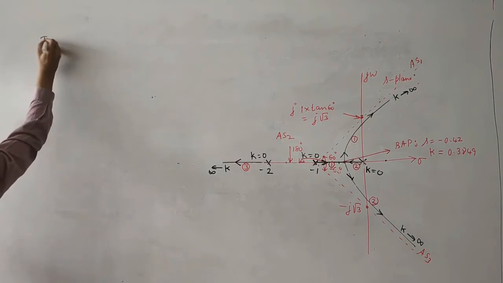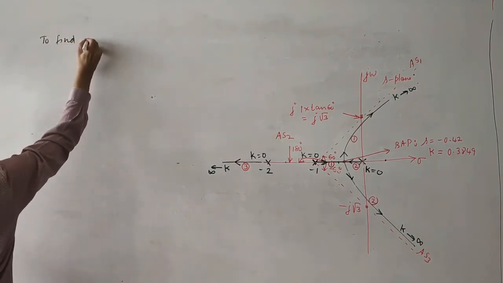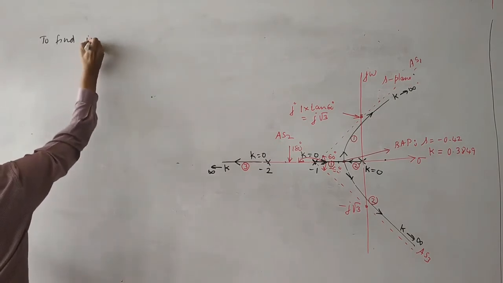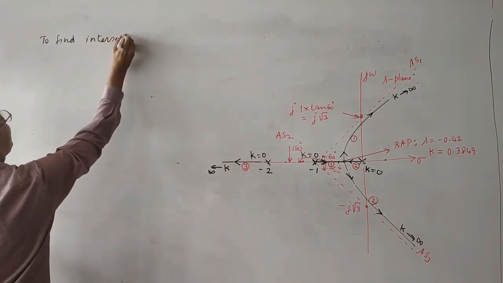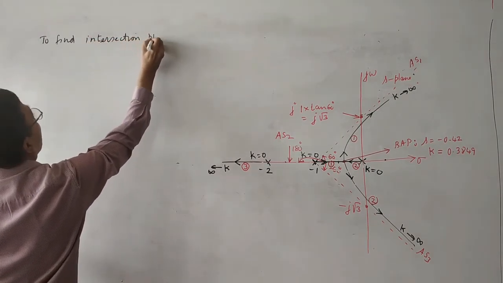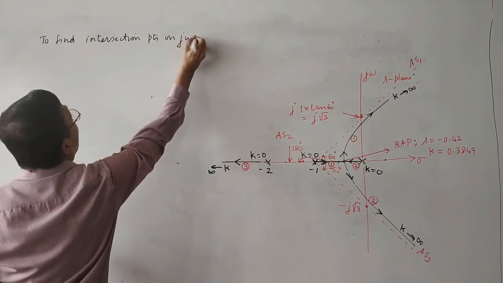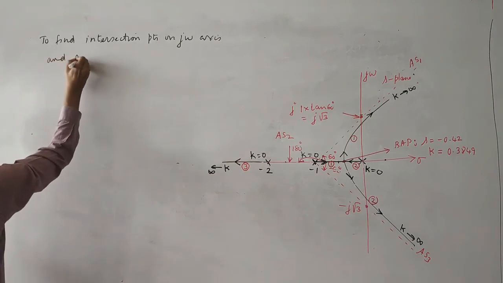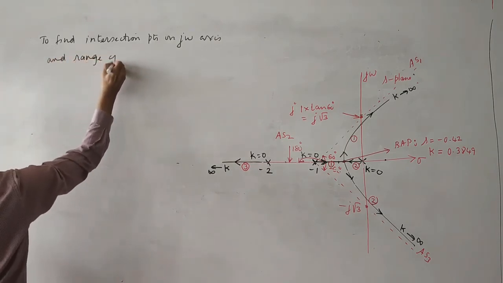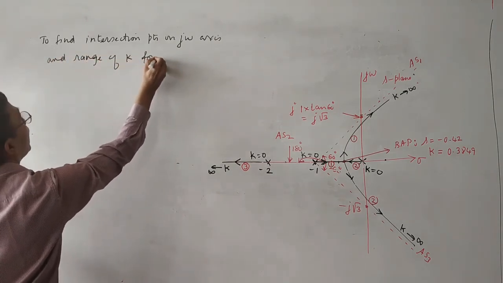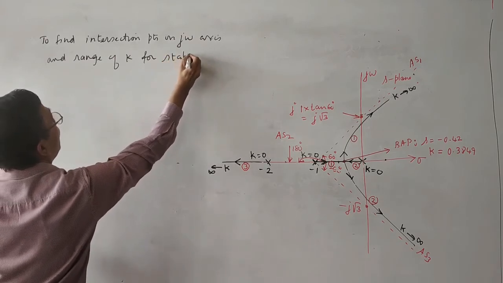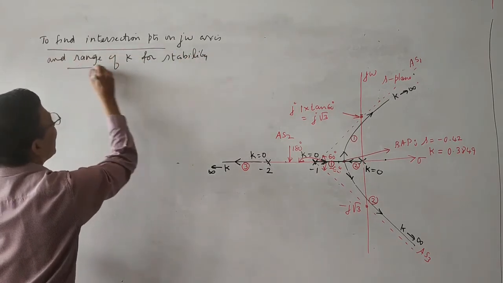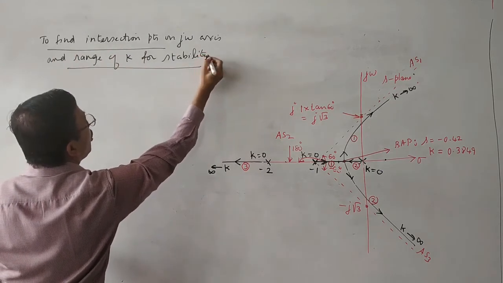To find intersection points on the j omega axis and the range of K for stability. Some authors do this using the Routh-Hurwitz criterion, but I feel this technique is simpler than the Routh-Hurwitz criterion.